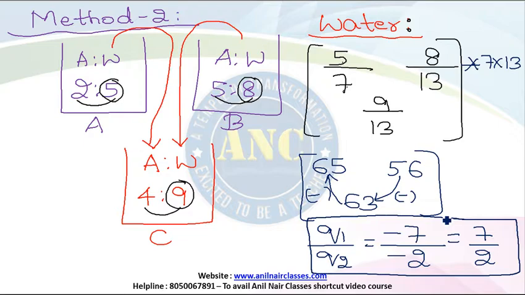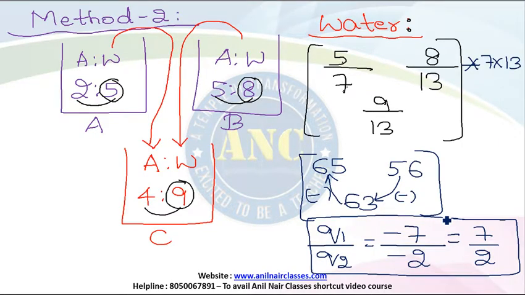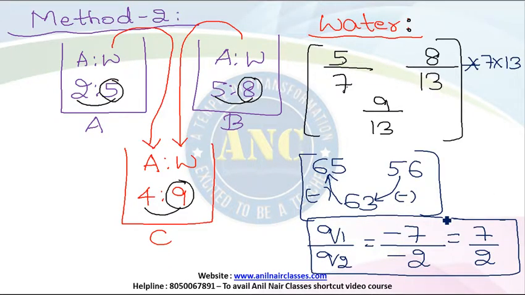Either you take the first parameter, acid, as your base reference like the way I did in method 1, or you take the second parameter, water, as your base reference like the way I did in method 2. Either way, if you have not made any calculation mistakes, you will definitely end up with the same answer for this question, 7 by 2. The answer for this beautiful variety of question in alligation is 7 by 2. I hope the idea is very clear for you people.